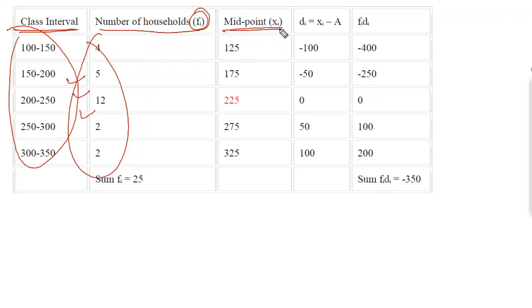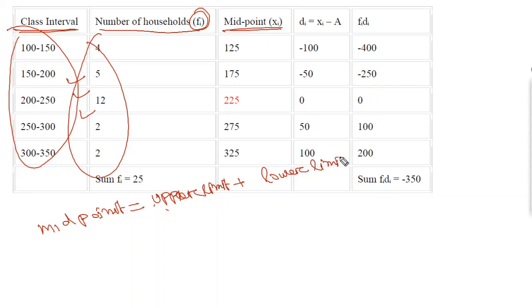Now you have to find the midpoint. Please write midpoint is equal to upper limit plus lower limit divided by 2. So 100 plus 150 is 250, divided by 2 is equal to 125. 150 plus 200 divided by 2 is 175. 200 plus 250 divided by 2 is 225. Similarly, please find all the midpoints.